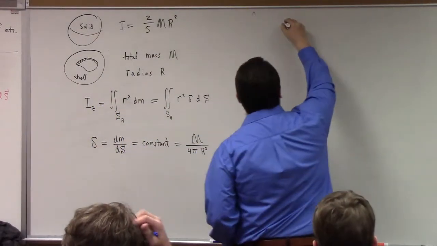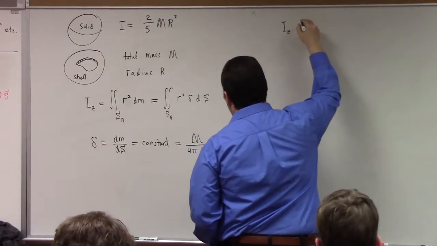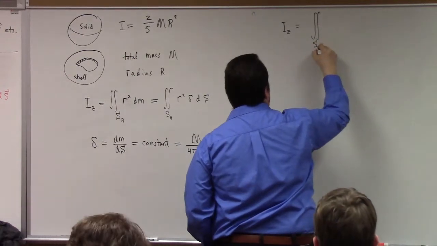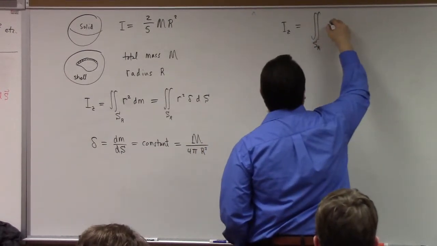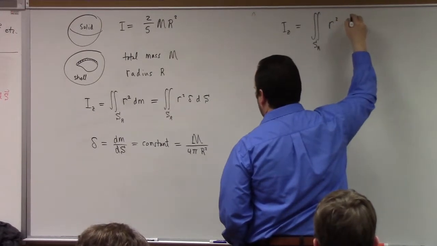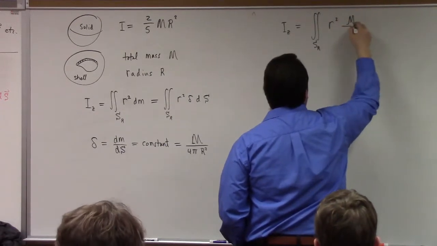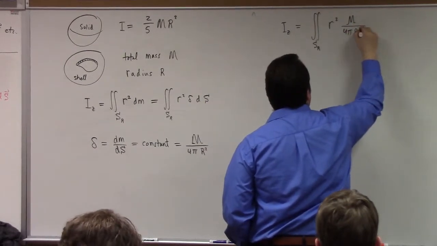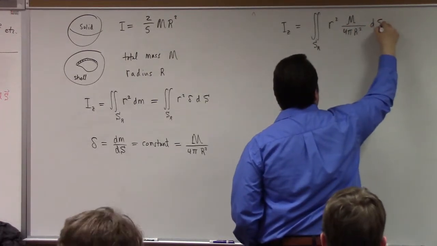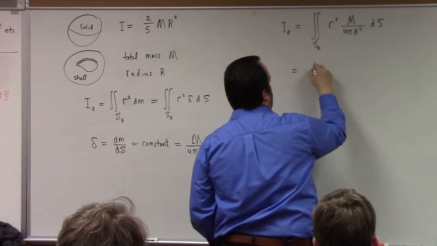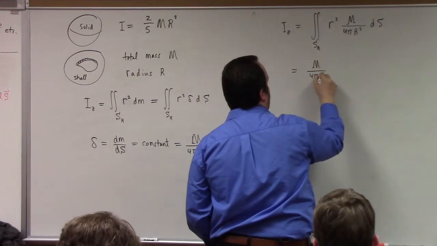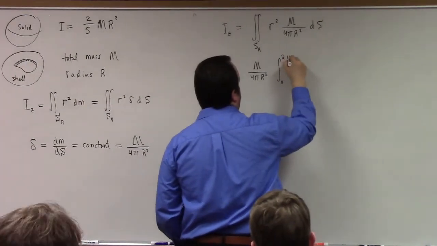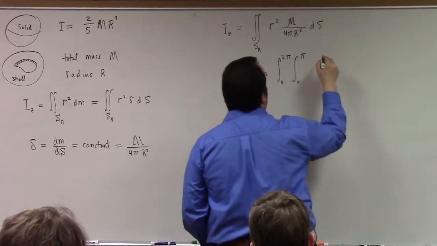So to calculate the moment of inertia for a spherical shell, I should integrate over the sphere the scalar surface integral of r squared. And my delta is actually M over 4 pi r squared, right? And then, of course, dS. Now, let's do that. This is M over 4 pi r squared, and then I have the integral from 0 to 2 pi, the integral from 0 to pi of r squared.